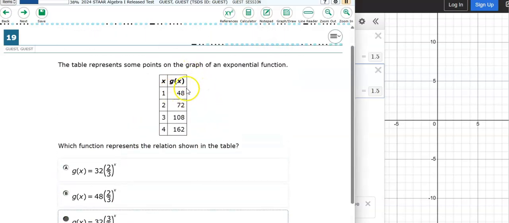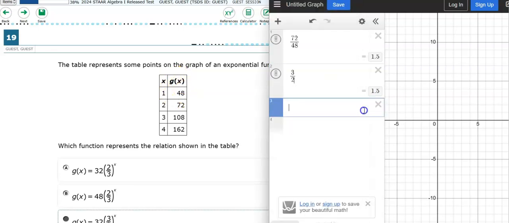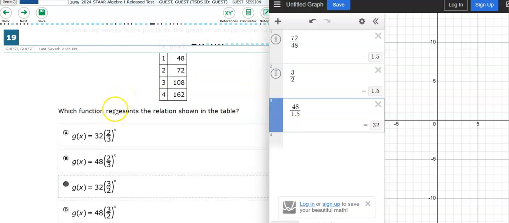Another way to do it is to take 48 and divide by that rate of 1.5, which gives me 32. Meaning if I go up one more row above 1, we would say 0, 32. And that's why the answer is C.